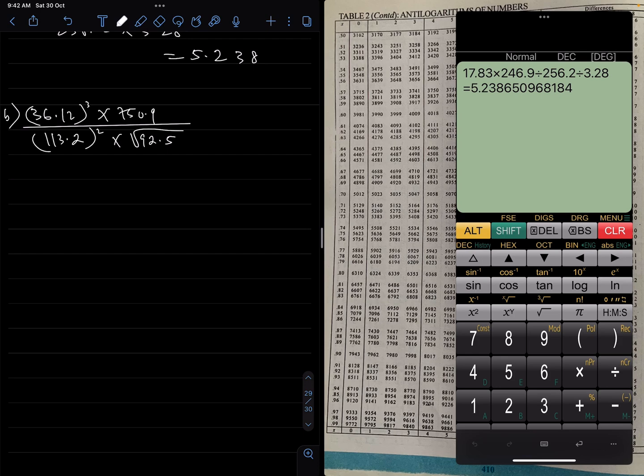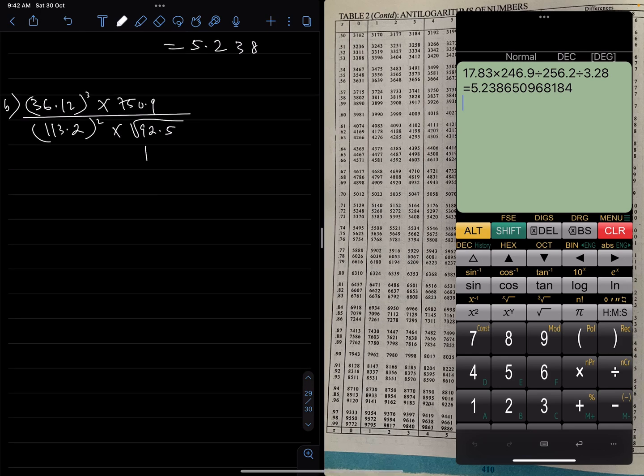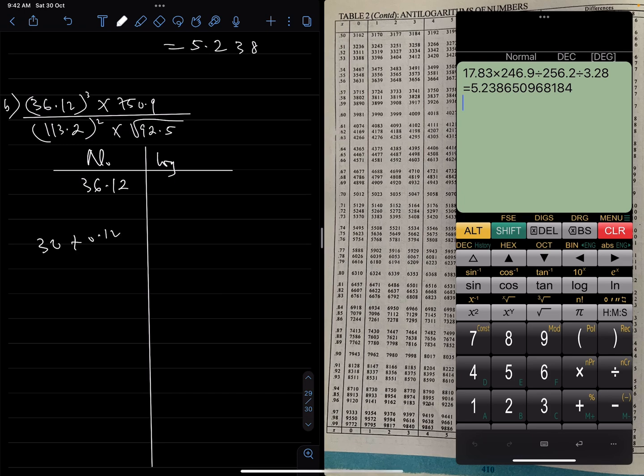So now look at that. As usual, number, and then logarithm. The first number is 36.12. 36, not 0.12. Because it's actually 36 plus 0.12. 0.12 is not up to 1, let alone 12.